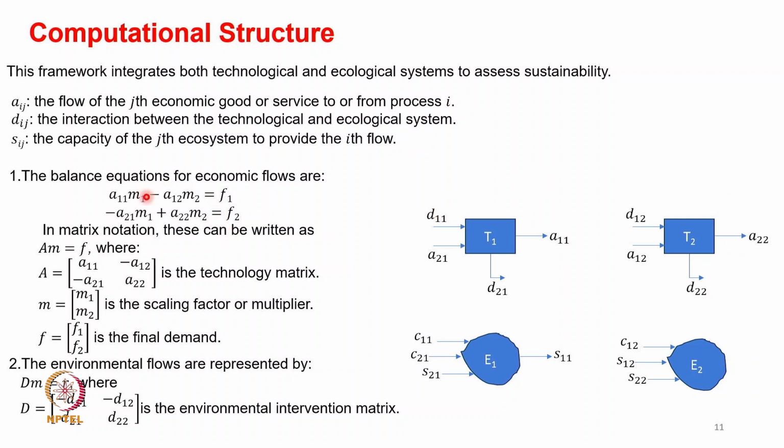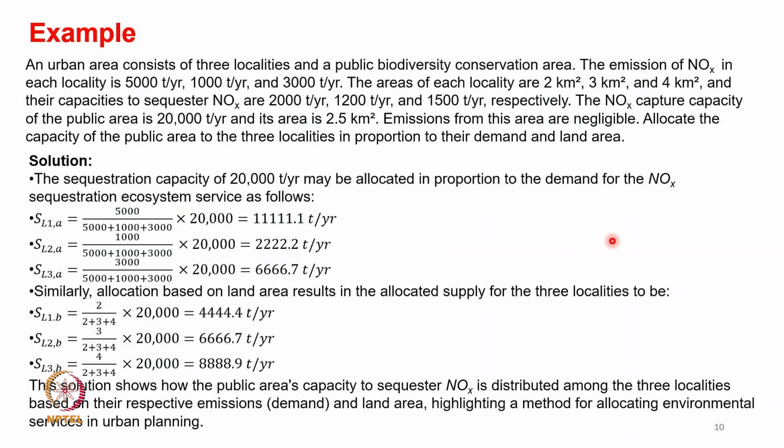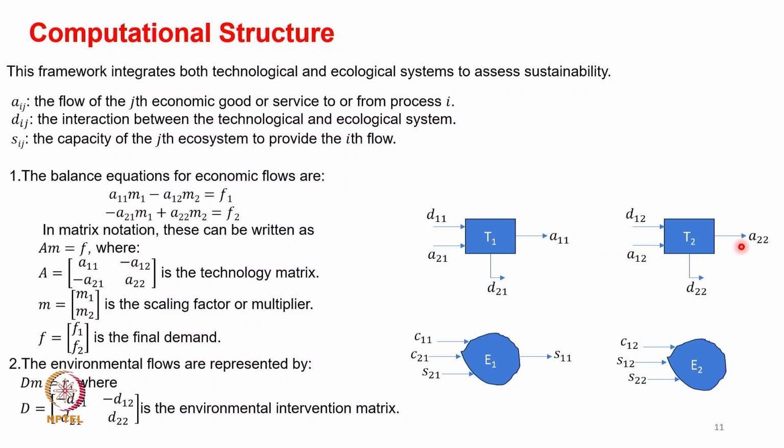So let's look at the first two cases. For instance, the balance equation across economic flow would be A11 M1 minus A12 M2, which is F1, and similarly A21 M1 minus A22 M2 would be equal to F2. And this, of course, we can write in a compact vector matrix form: AM is equal to F, where A is the matrix that comprises A11, minus A12, A21 and A22, which we call the technology matrix. We have done this earlier. And M is the scaling factor or multiplier, which is the vector of M1 and M2, and F1, F2 is the final demand.